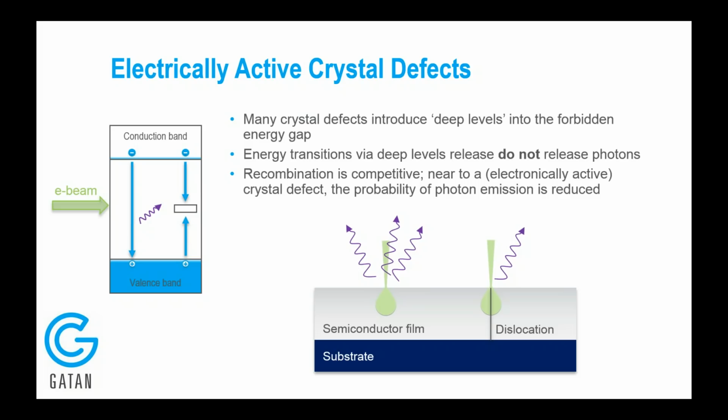And we can use this to our advantage to very rapidly screen semiconductor materials for extended defects, because in these materials, there'll be regions in an image or a map where the CL emission intensity is low.